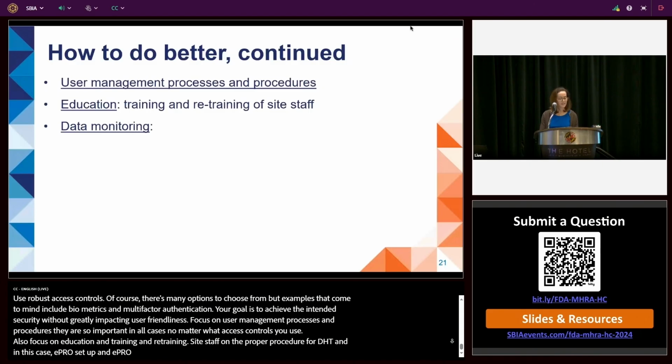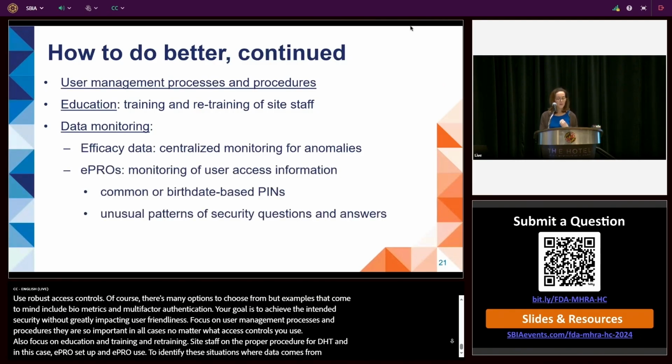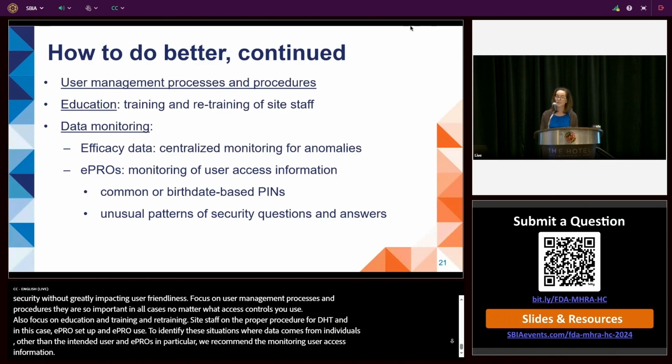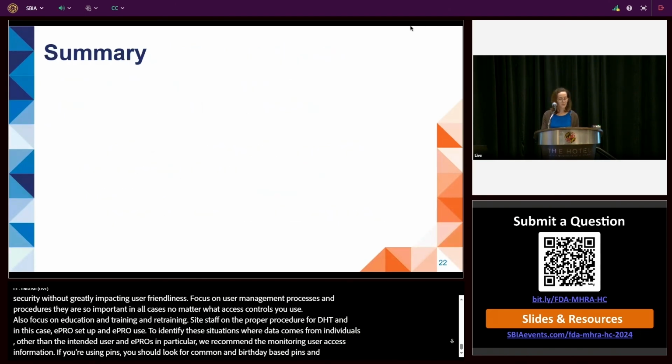For data monitoring, for efficacy data, we recommend centralized periodic data monitoring for anomalies to identify those situations where data may be coming from individuals other than the intended user. And for ePROs in particular, we recommend monitoring of user access information. And if you're using PINs, well, you should be looking for common and birthday-based PINs and unusual patterns for security questions and answers. So finally, I'm at my summary slide here.